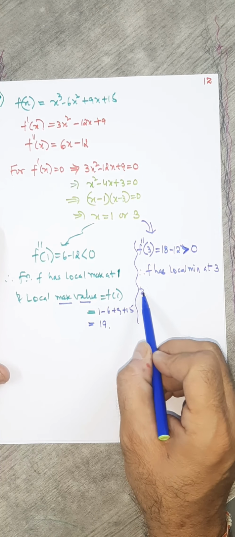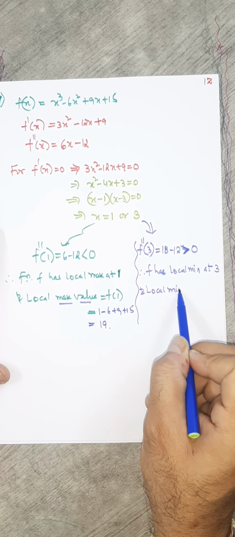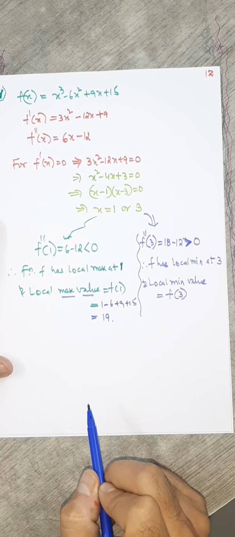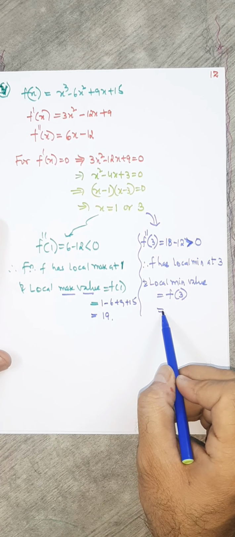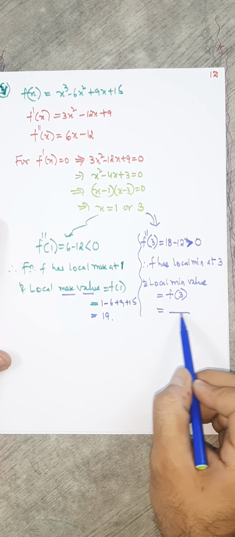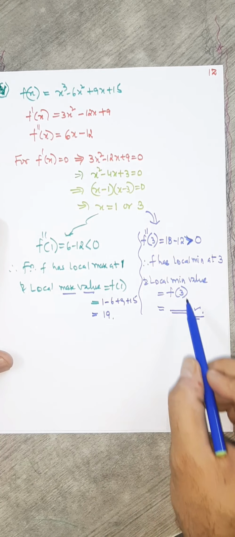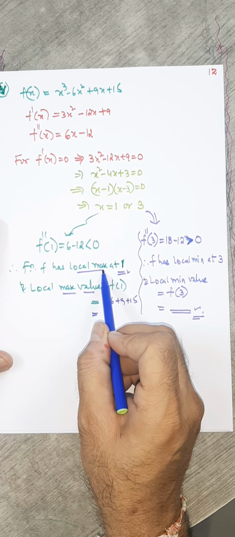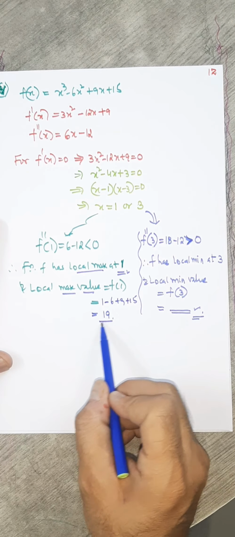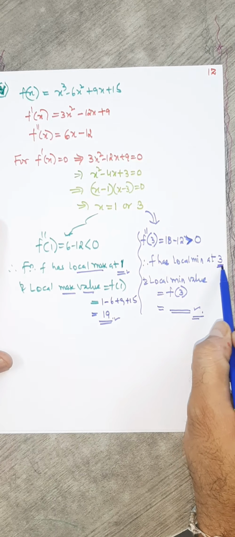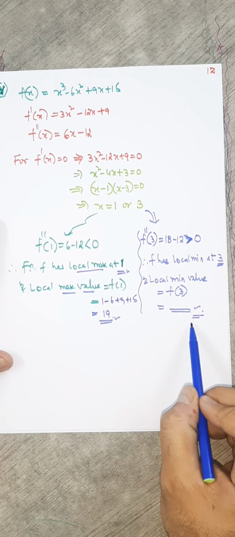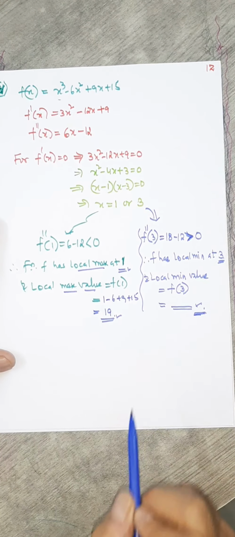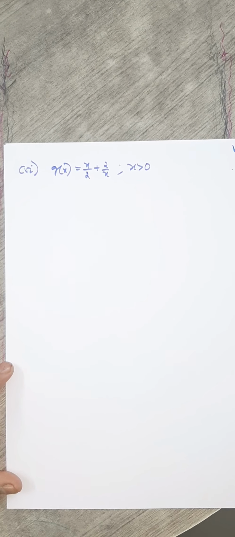Okay. And the local minimum value equals f of 3. So put 3 in the function and simplify. So you will get the local minimum value over here. So at 1 it has a local maximum and the local maximum value is 19. At 3 it has a local minimum, and the local minimum value you can find by just putting x equals 3 here. Okay? Okay, let's see the next question.